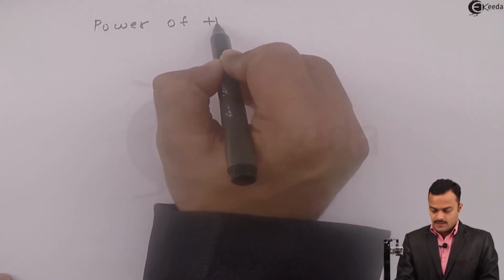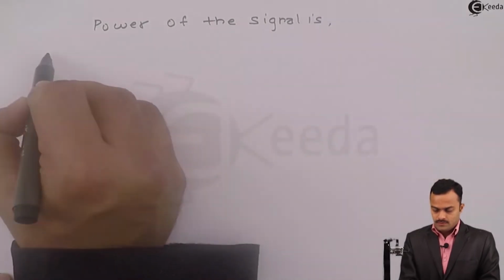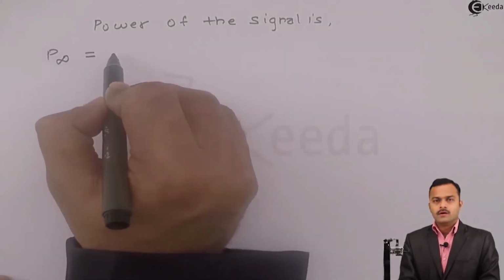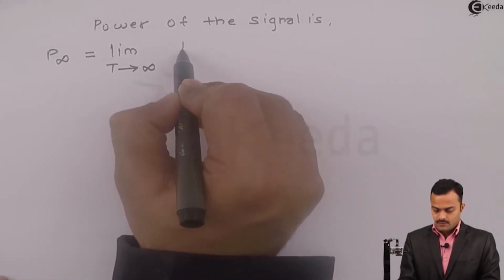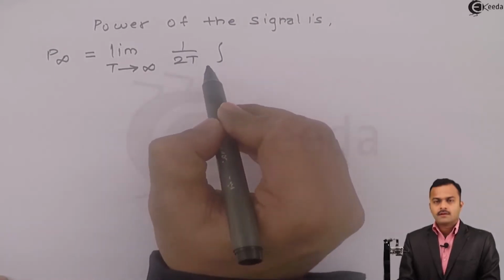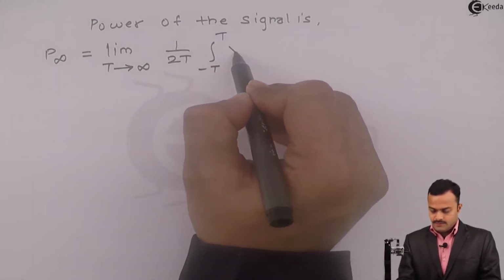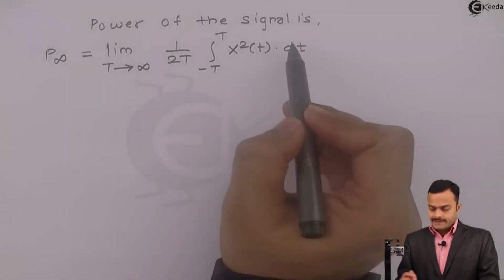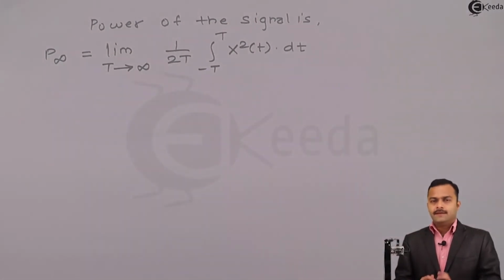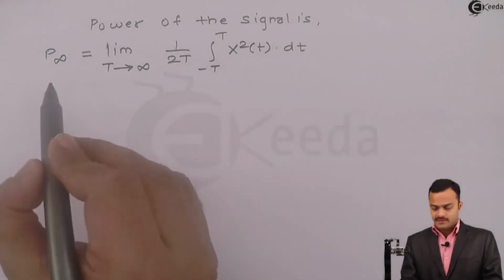So the power of the signal is P infinity equals limit t tending to infinity 1 upon 2t integral from minus t to t of x square t dt. I think as far as this integration part is concerned, maximum work we have already done while calculating energy. So I will take the final integral expression for this.